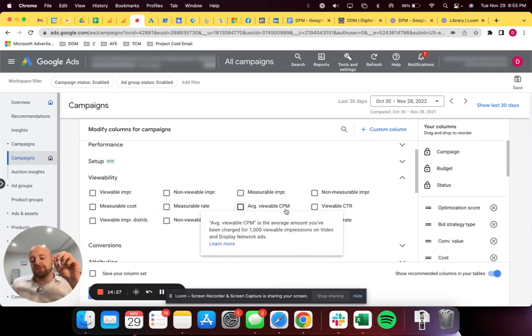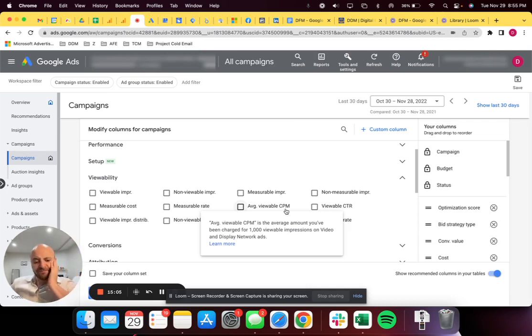Average viewable CPM. I'm going to guess if it's viewable, your CPM is going to be higher than a normal CPM. Average viewable CPM is the average amount you've been charged for 1,000 viewable impressions. Viewable impressions is one Google can designate whether someone interacted with it. A measurable impression is whether Google Ads can tell if someone either interacted or didn't interact with it, and just an impression is everything. So there's a gap in the metric that they don't have. Well, they do have it. It's called non-measurable impressions and non-viewable.